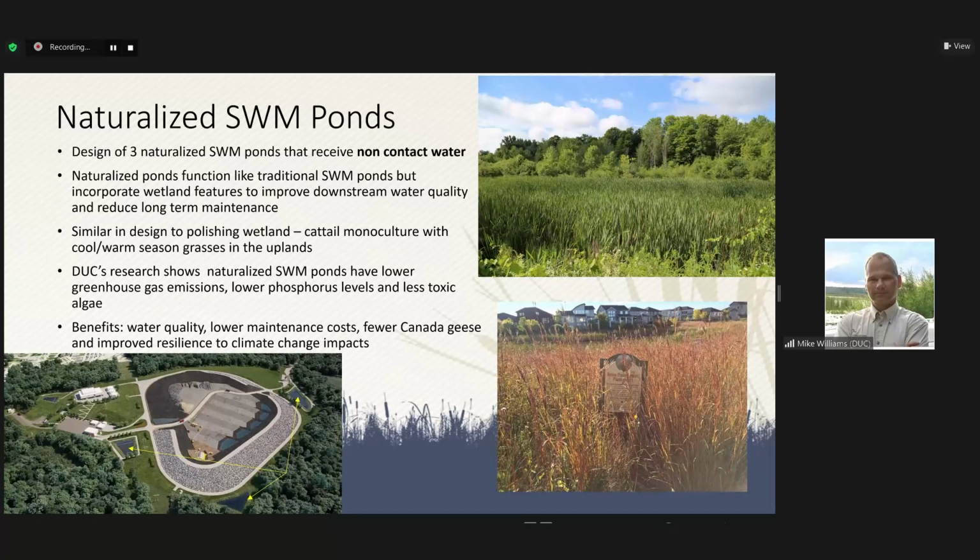The benefits of these naturalized systems include improved water quality, fewer Canada geese because they don't like walking through that tall grass where predators can hide, and because the vegetation we're planting is more tolerant to droughts due to their deep root systems, the site is more resilient to the impacts of climate change. And like the polishing wetland, the ponds are not designed for wildlife habitat. It's not going to hurt if a few red-winged blackbirds or marsh wrens get in and nest in the vegetation, that's fine, but we don't want to have things like beaver or muskrat getting in and chewing up the cattail and potentially burrowing into the sides of the wetlands, which could compromise the integrity of the dikes.